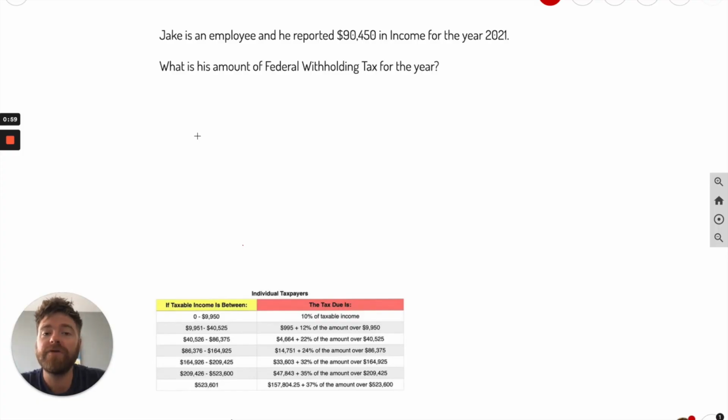So the first question here, we're going to go through how to calculate federal tax withholding for the year. So how this works, we're going to look at a sample problem with an income amount. We're going to be looking at a table down here to calculate the actual tax that you would report in the year 2021. So Jake is an employee and he reported $90,450 in income for the year 2021. What is his amount of federal withholding tax for the year?